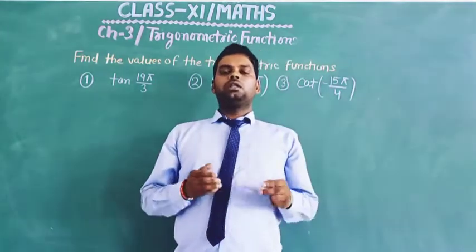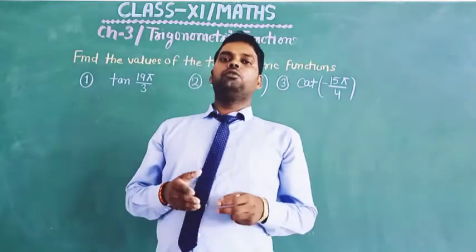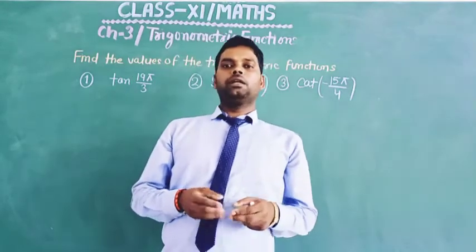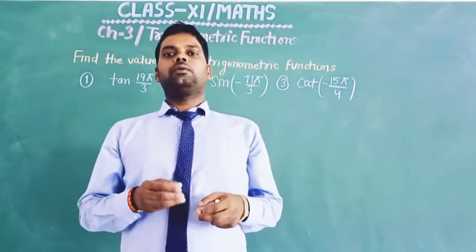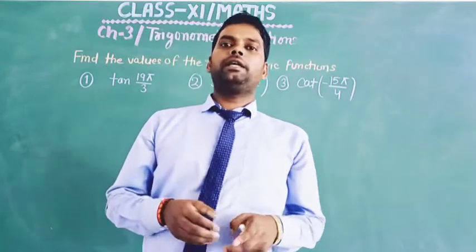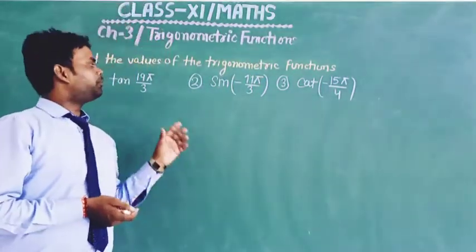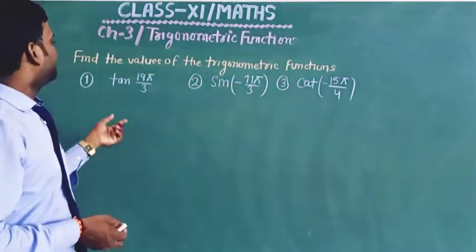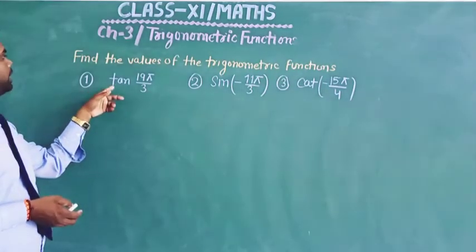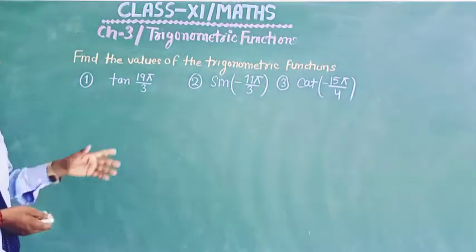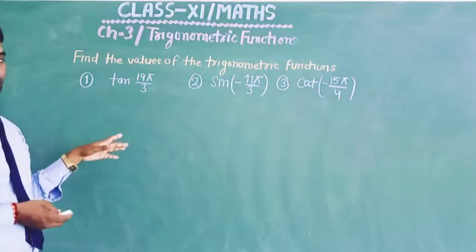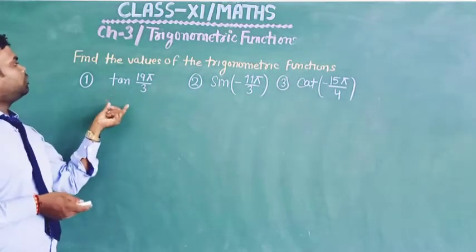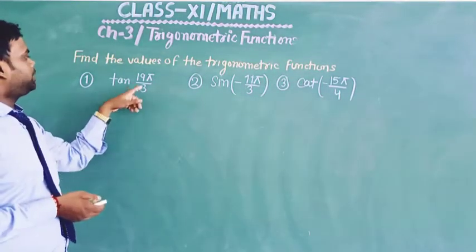Hello everyone. In this video, we'll take a few examples to understand how to find the exact value of a trigonometric ratio or trigonometric function when an angle is given in radian measure. So here we'll take a few examples to understand this concept very clearly. The first question is: find the value of tan 19π/3. The angle is given in radian measure. So let us see how to find the exact value of tan 19π/3.